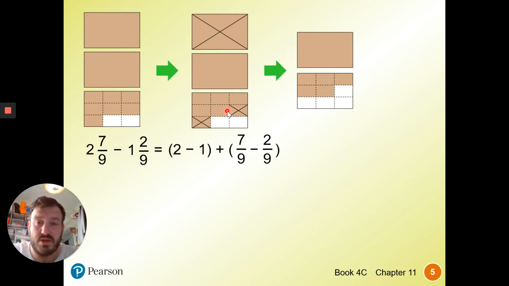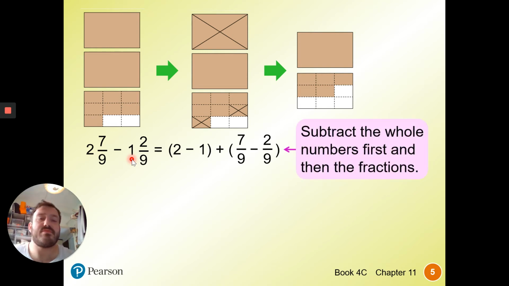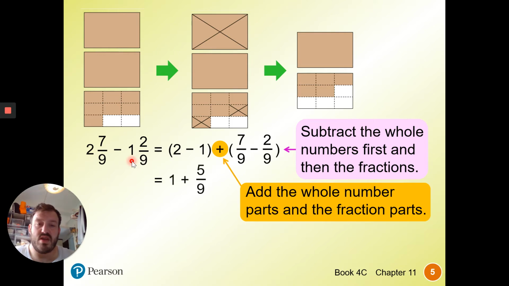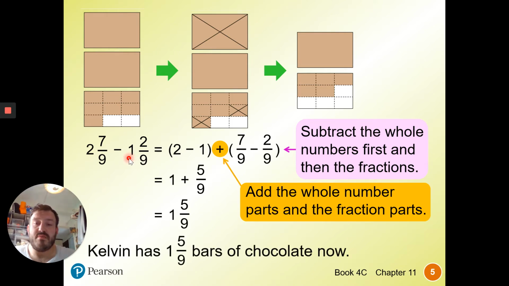So I do 2 minus 1, and remember my use of brackets, plus 7/9 minus 2/9. Why am I adding? Because I've split these numbers up. So I need to put them back together, add them together. So subtract the whole numbers first, and then the fractions. So I have 1 5/9. Kevin has 1 5/9 of chocolate now.